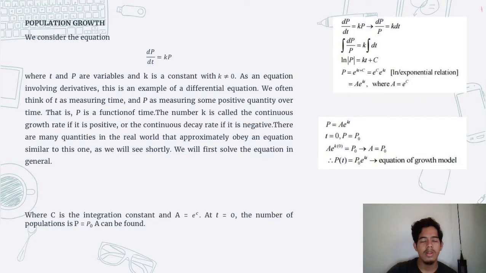The next one I will explain to you is population growth. We consider the equation dP over dt equals K P, where t and P are variables and K is a constant, K not equal to 0. As an equation involving a derivative, this is an example of a differential equation. We often think of t as measuring time and P as measuring some quantity over time. Basically, P is a function of time.